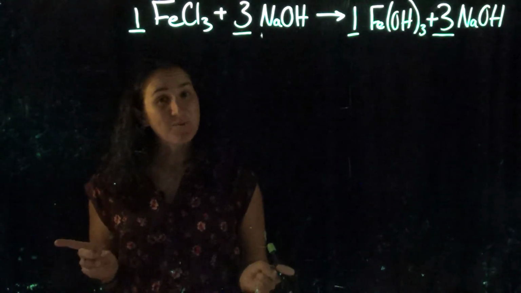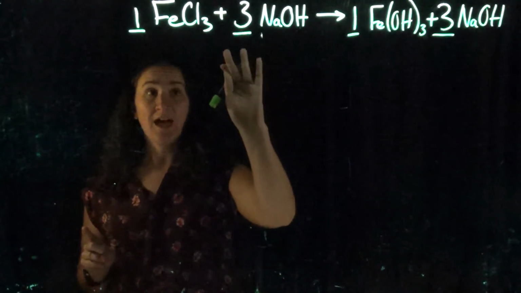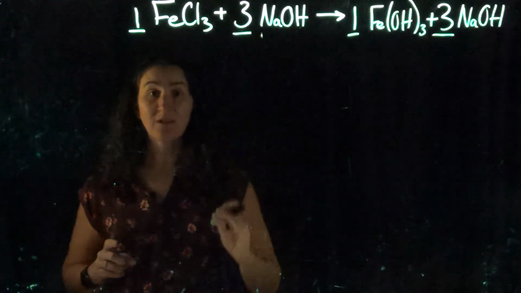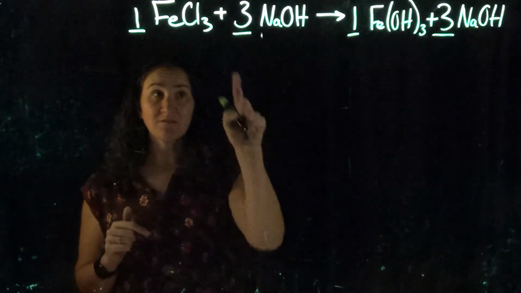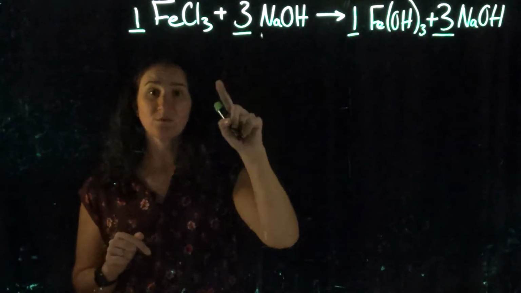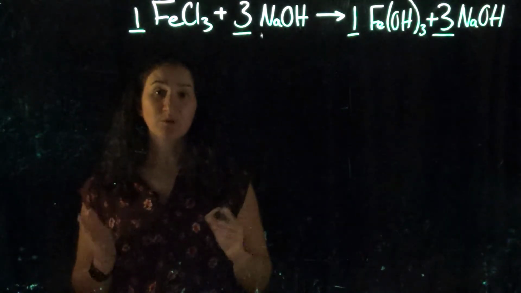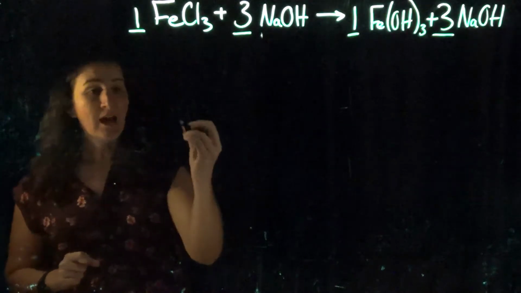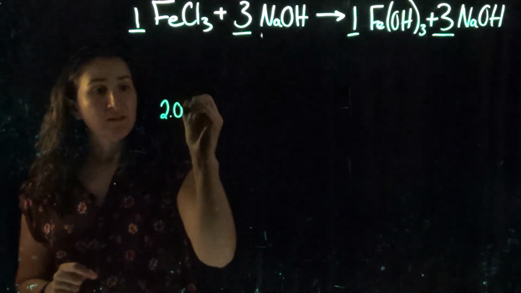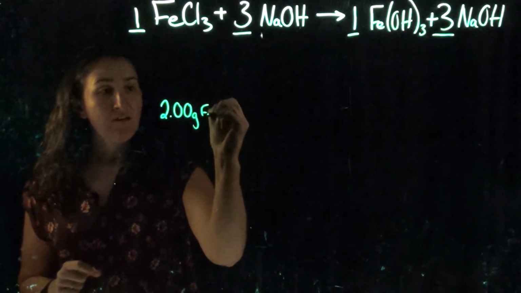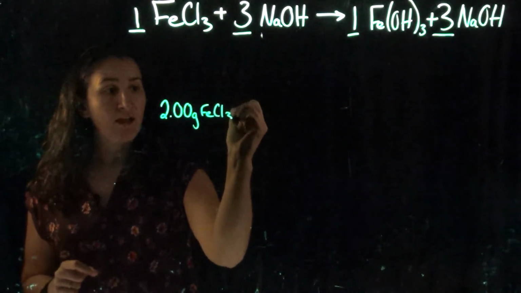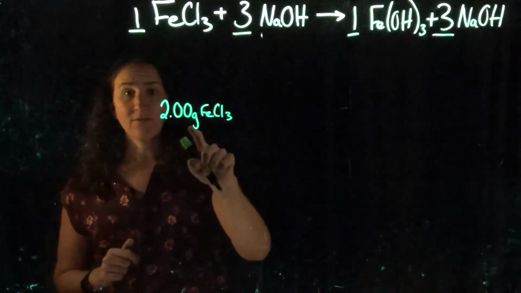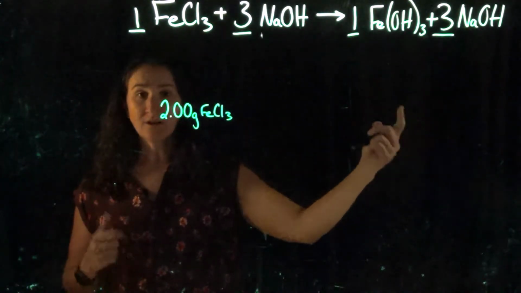But luckily we know chemistry, so we know that if we have the amounts of our starting materials, we can compare and figure out which of these 2 is our excess reagent, which one's our limiting reagent, and predict our theoretical yield. So let's do that right now. So if we start out with 2.00 grams of iron 3 chloride, how do we go from iron 3 chloride to iron hydroxide?